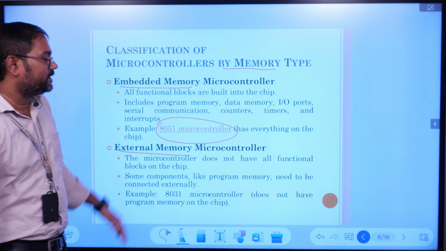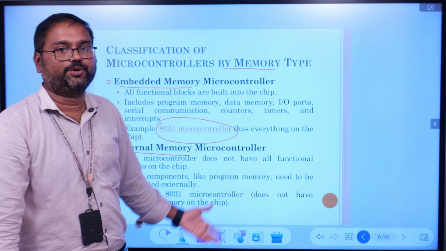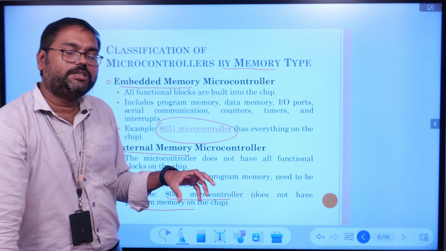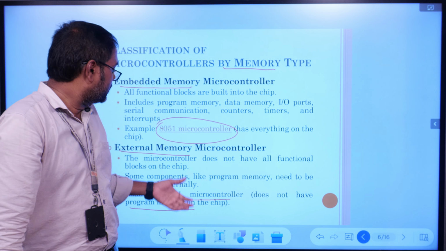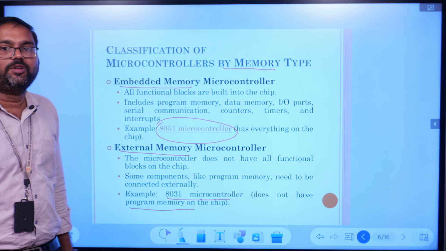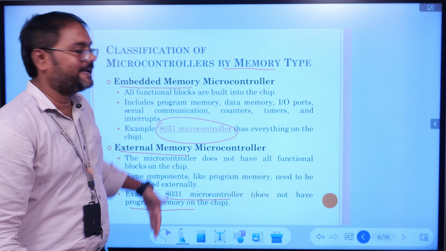And coming to the external memory, here the IC does not have all the components. For example, it may not have the program memory. If we take the 8031 microcontroller, the program memory is connected externally to it. So simply the IC of 8031 does not have the program memory. The program memory is completely connected as an external device. So this is about the external memory microcontroller. So this is the classification based on the memory type. It may be an embedded system or an external memory system.